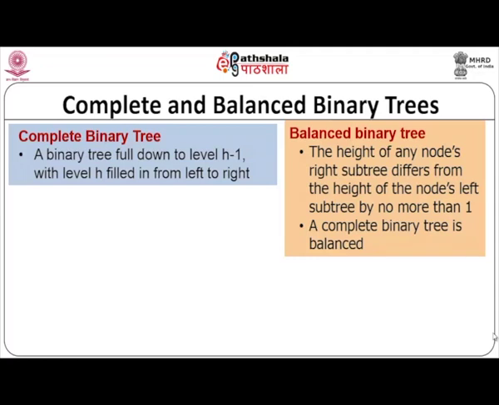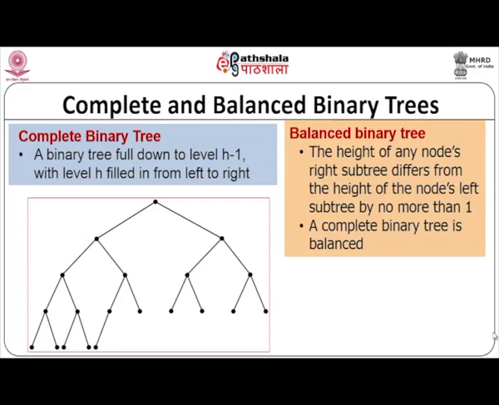You have something called complete and balanced binary trees. A complete binary tree is defined as a binary tree that is full down to level h minus 1, and level h is filled from left to right. It is not necessarily full. For example, this is a complete binary tree because up to that level it is filled correctly. It is always filled from left to right. As you see, the last level is not filled completely, but it is filled from left to right.